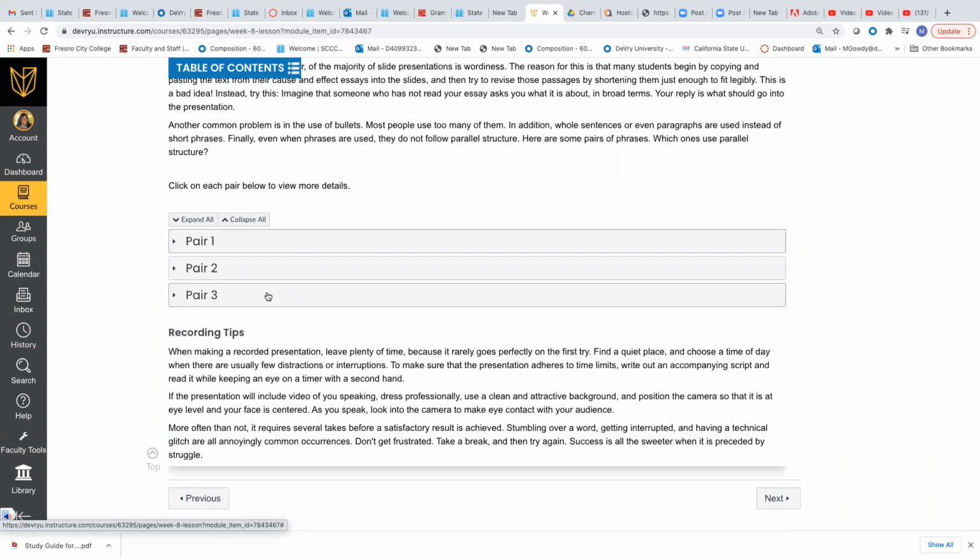To make sure that the presentation adheres to the time limits, write out an accompanying script and read it while keeping an eye on a timer with a second hand. I find it useful to write out each slide. If you have slide 1, 2, 3, 4, 5, 6, 7, what you want to say for each slide, I find it easy to say slide 1 and then type out what you want to say in that slide on your script. I find that that's the easiest way. That way you're not using too many words and you can time yourself before you turn your submission in.